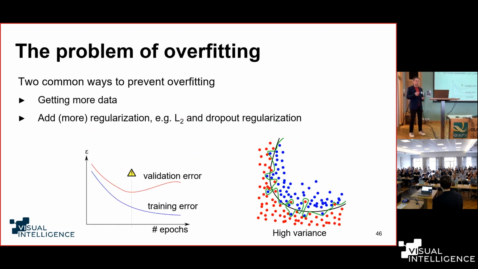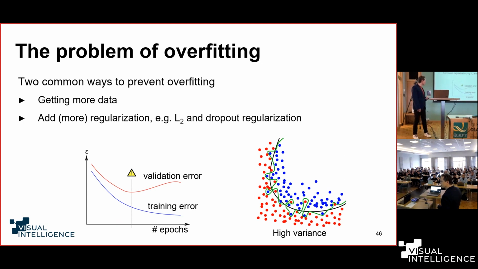So what we do is we try to prevent this. If you have overfitting, what can we do? Well, you can get more data to do the design. Or you can try to add some regularization, which I will come back to a little bit later, in order to avoid this high variance.